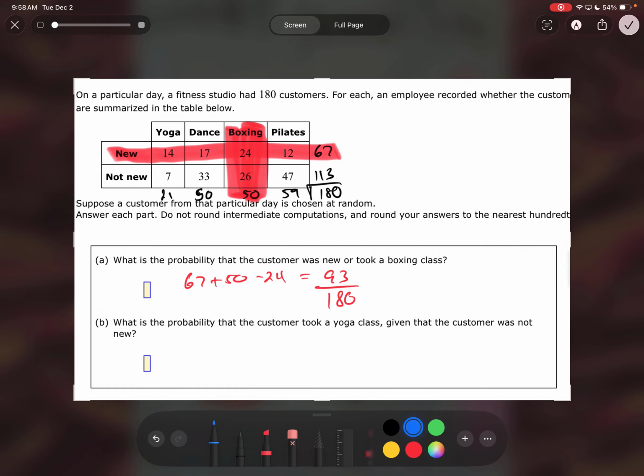All right, what's the probability that a customer took a yoga class given that the customer was not new? Given that they were not new means I am only looking at this row right here. So given that they're not new, I only look at that row, and they took a yoga class. So that would be this number right here. So 7 out of 113. Whatever is second, you focus on that row or that column. That's the only thing you're looking at. Does that make sense? I know they're not new, so I'm only looking at the not new people. And the yoga out of that would be 7 out of 113.